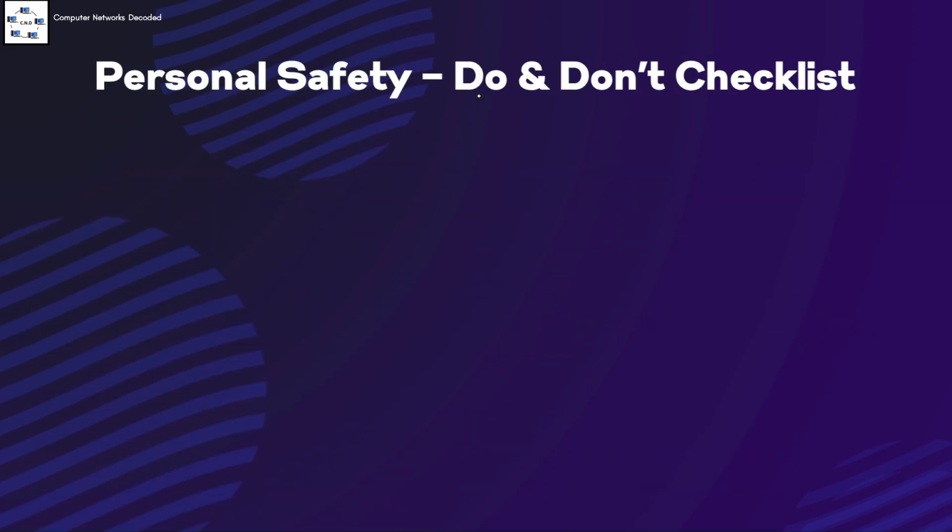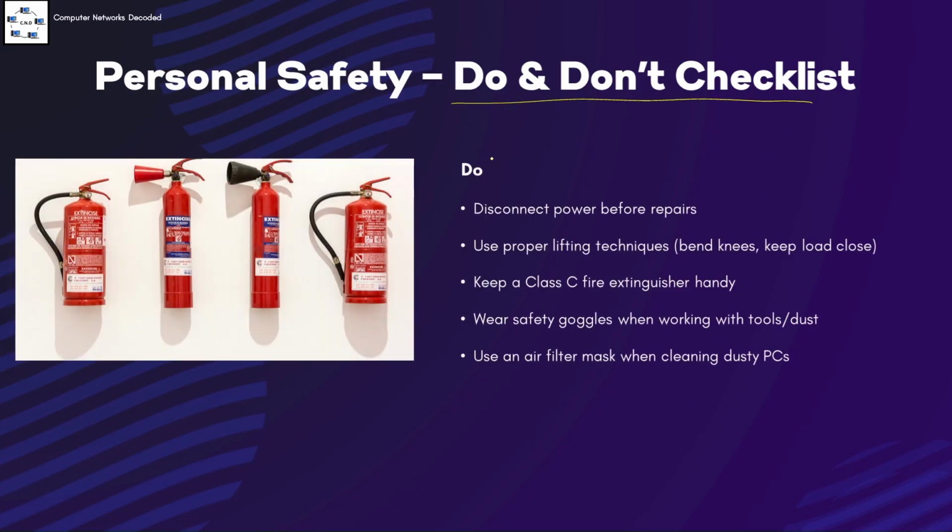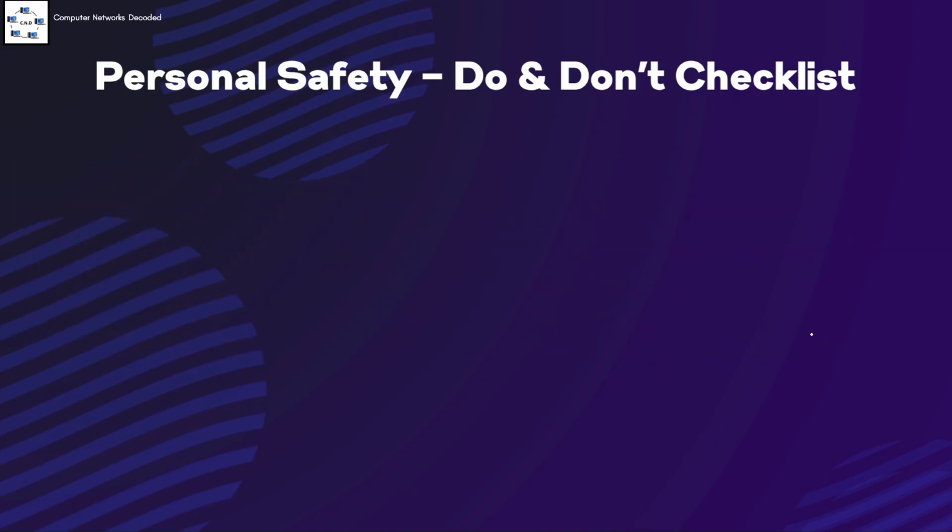So what are some personal safety do's and don'ts? The checklist of do's includes to always disconnect the power before repair, to use proper lifting technique, to keep a Class C fire extinguisher handy, to wear safety goggles when working with tools and dust, and to use an air filter mask when cleaning dusty PCs.